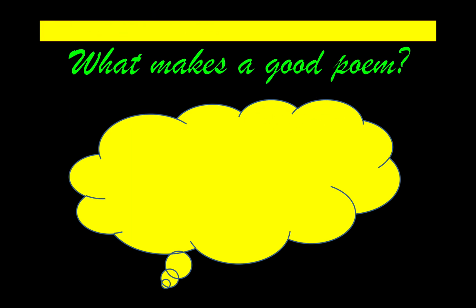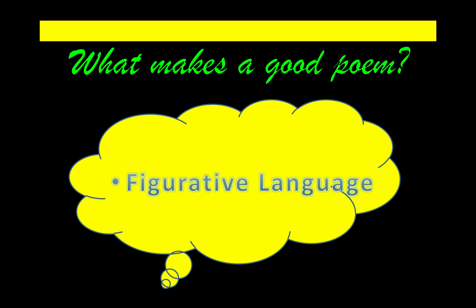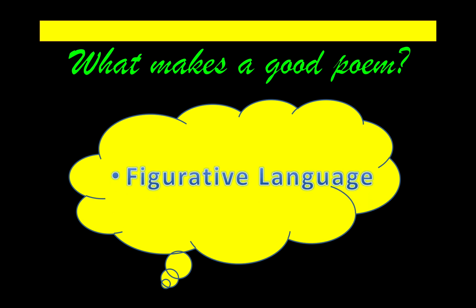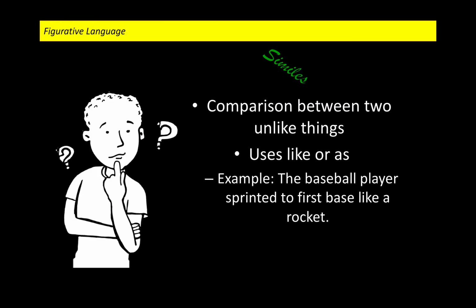So let's get to what makes a good poem. Good poetry is going to use figurative language. So we're going to do a quick review of what figurative language is, starting with similes. Similes are a comparison between two unlike things. You guys know this, but it's going to use like or as. So as I'm reading, it's easy to identify similes because I'm going to see that like or as.